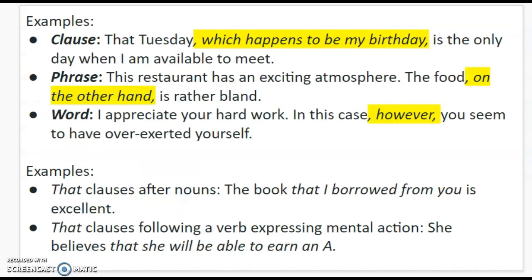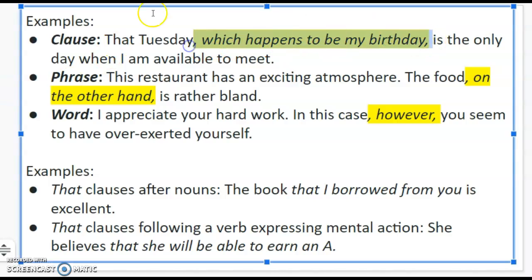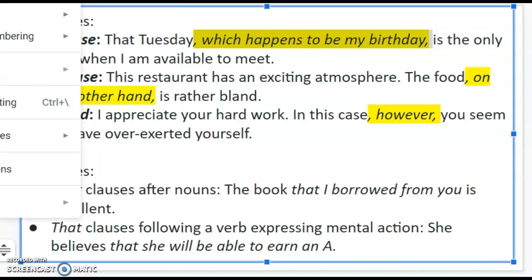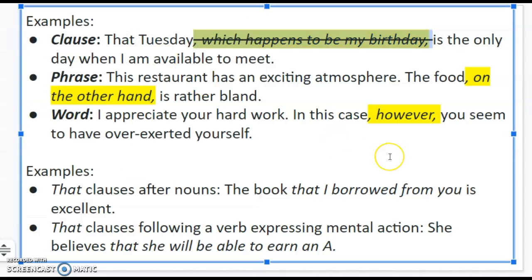So for example, this will help it make a lot more sense. A clause is just part of the sentence. So this says, that Tuesday, which happens to be my birthday, is the only day when I'm available to meet. So the part that's highlighted, which happens to be my birthday, I could literally get rid of this and it would not impact the meaning of the sentence. So the fact that it's this person's birthday does not matter to the meaning of the sentence. So Tuesday is the only day when I'm available to meet. So because I could completely remove that and it wouldn't impact the meaning of the sentence, you put commas on either side of it.